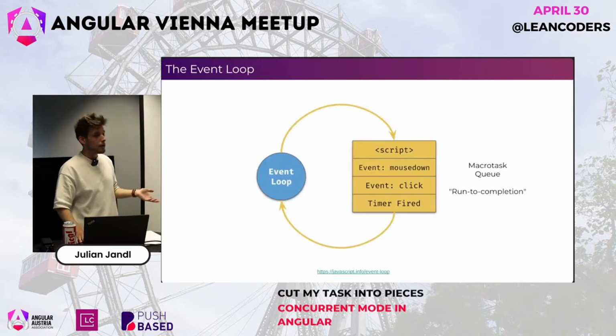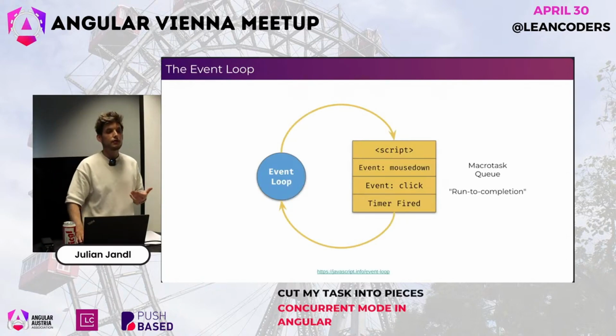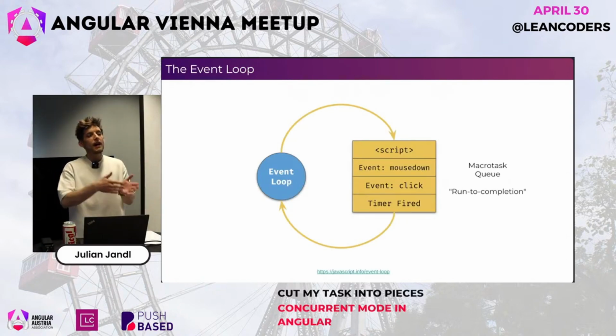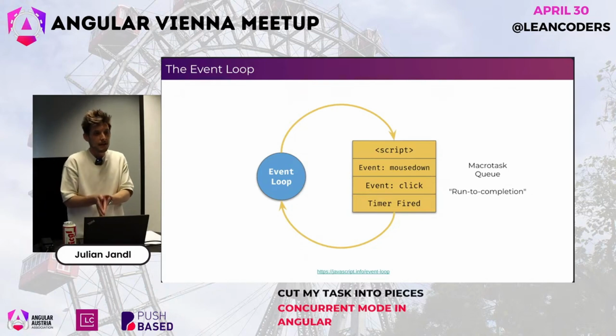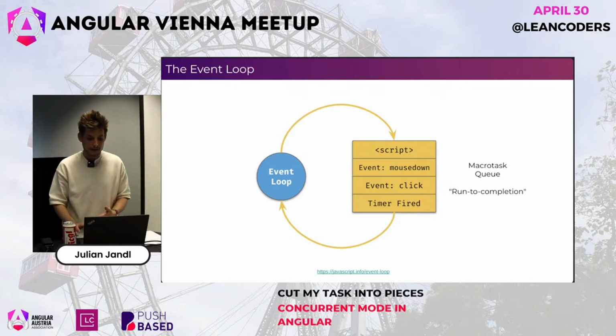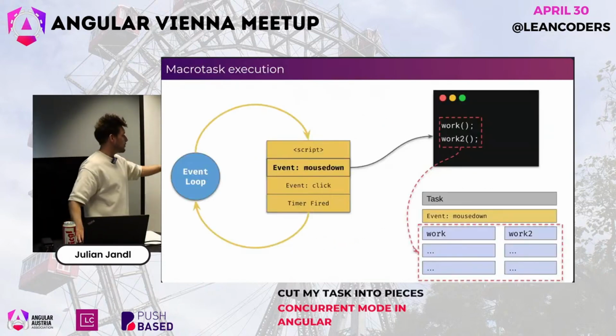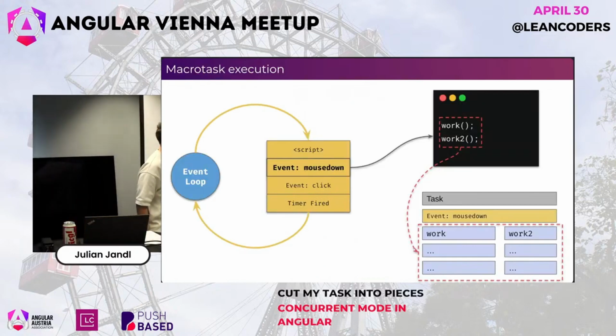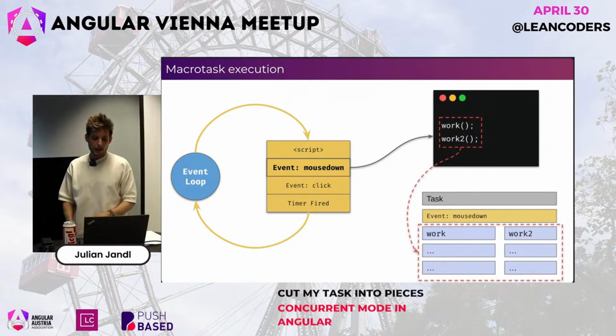And the model behind it is the run to completion model. Before any other task can be tackled and start executing, any previous task needs to be fully done. Otherwise, it cannot start the next task. And this is the run to completion model. So let's go through it. We start with script evaluation. So our front end is now loaded. The user, in the meantime, clicked. So we added mouse down and a click event to our stack. On mouse down, we want to execute work and work 2.